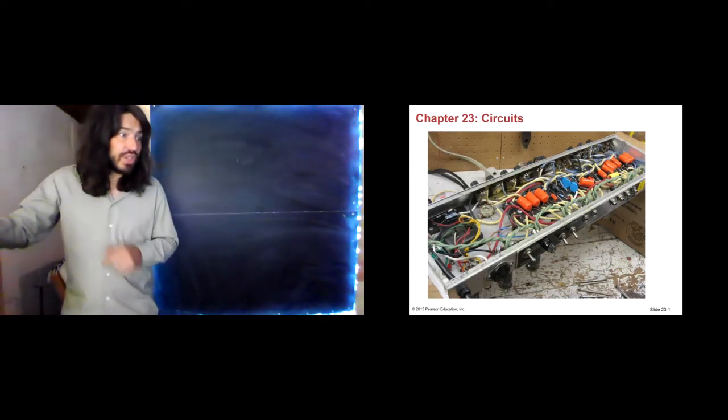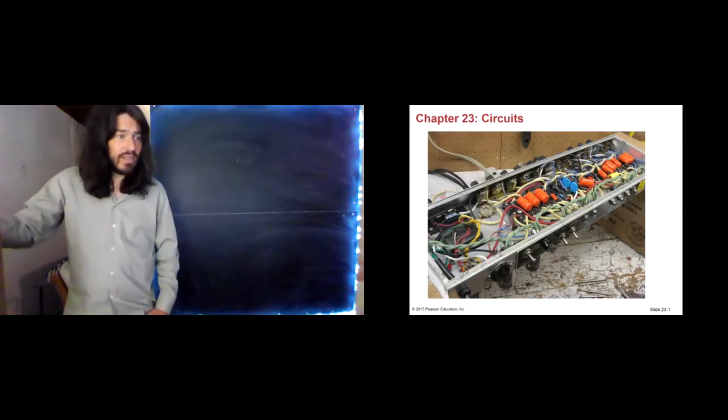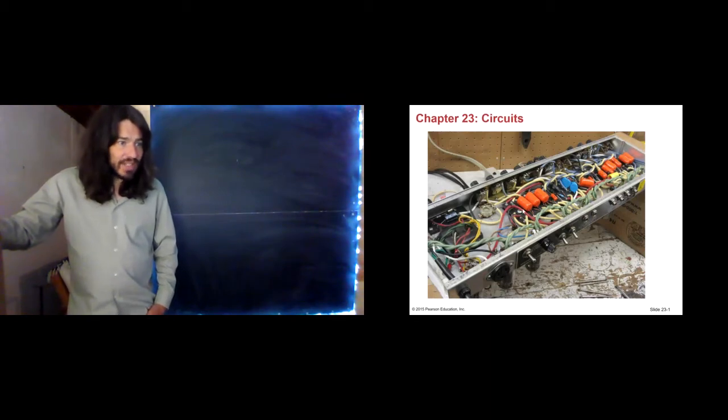This is a picture of the insides, and the point is, I showed you the insides of one of my guitar amps that I made, but the point is, it's a whole bunch of components, right? Variable resistors over here. These orange guys are capacitors. There's a little resistor there. Bunch of stuff we've learned about.